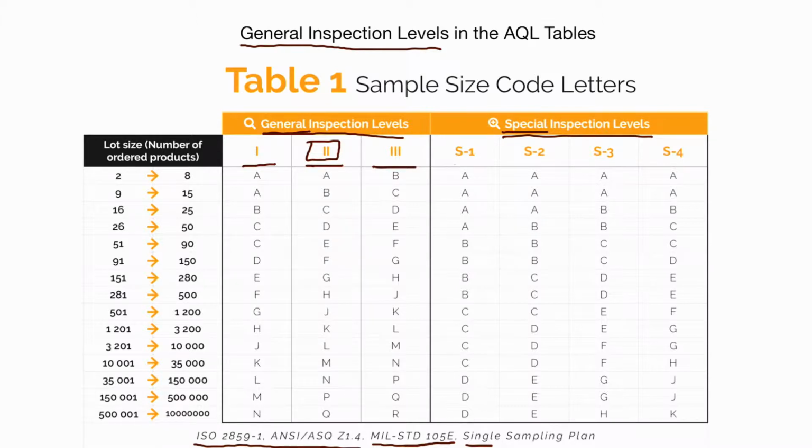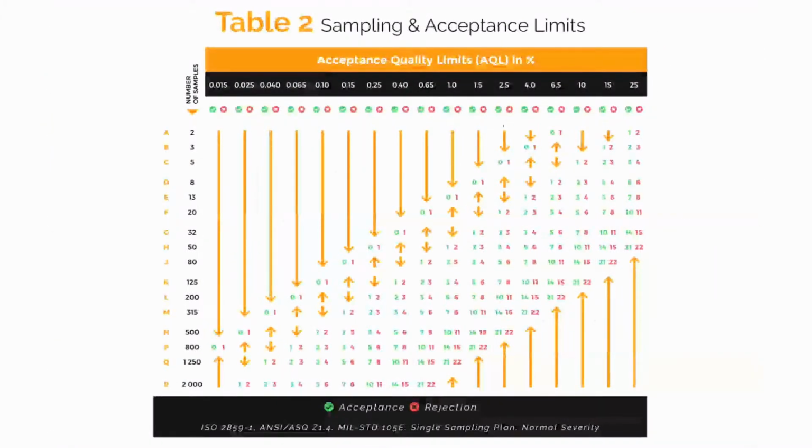Now let's take an example. Let's say your batch has 2000 pieces. Okay, this is the lot size, the batch size, and this will give us letter K. And what to do with this letter K? Well, you go to the next table right here, which is for normal severity. If you have another severity, it's going to be another table. That's why it's in two separate tables.